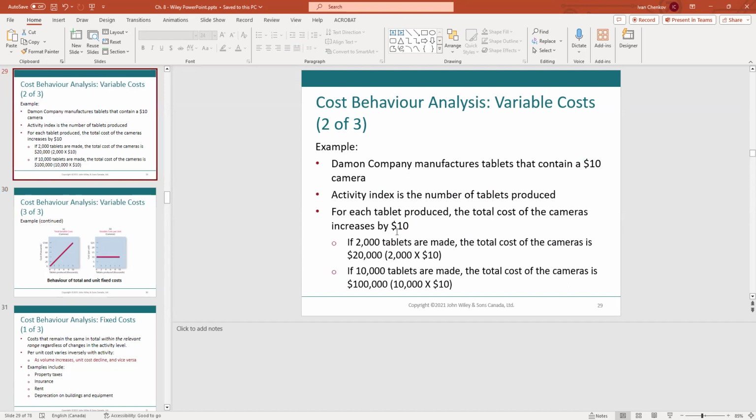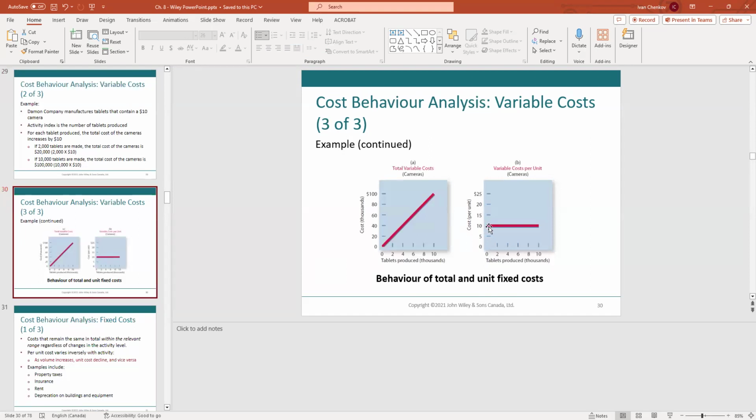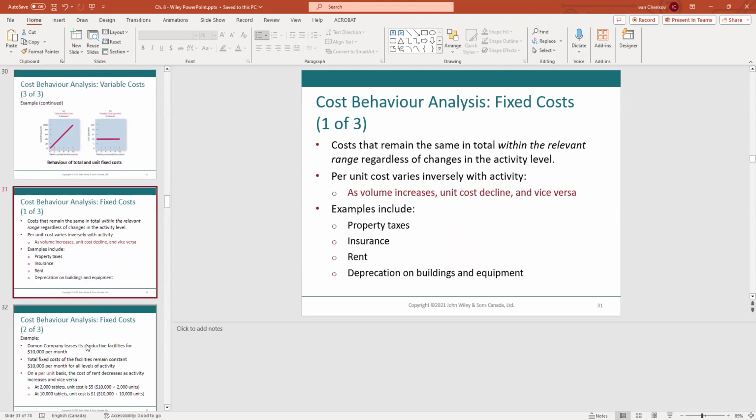Regardless of the number of tables that you're producing, regardless of the number of cameras that you're installing, the cost per camera is always and always $10. That's why the variable cost per unit is the steady line. Variable cost in total goes up. How high can it go? It depends on the number of units that you're going to produce or purchase. That's the variable cost. Let's see fixed cost.